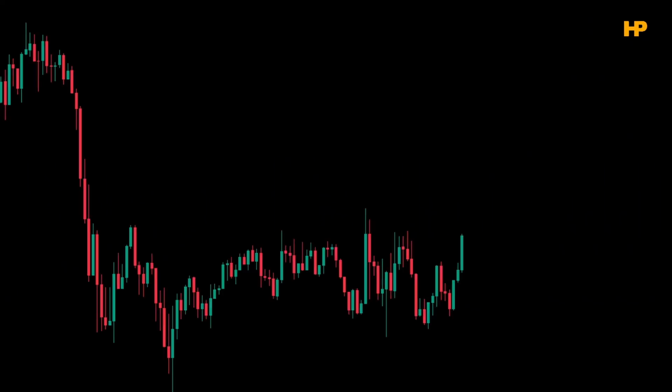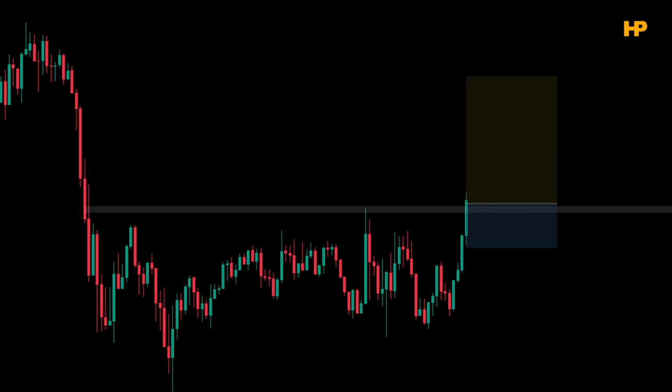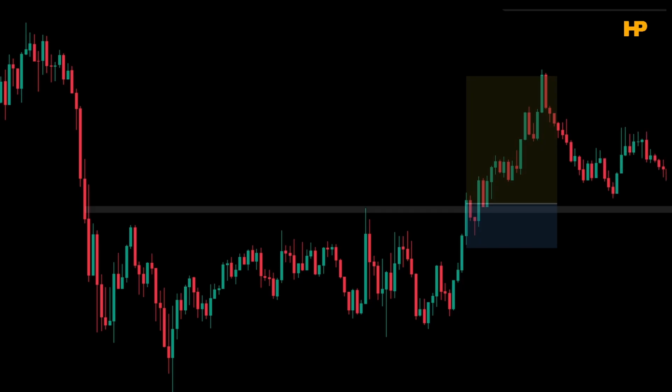Now let's see setup number 2, impulse entry. This one's for the bold. When a bullish candle smashes through a resistance level, you don't have to wait, you enter immediately after the break. The candle itself is your confirmation candle, showing institutional conviction. This volume itself drives the candle. Moreover, place your stop loss below the previous candle low. In this setup, you have to be very cautious.